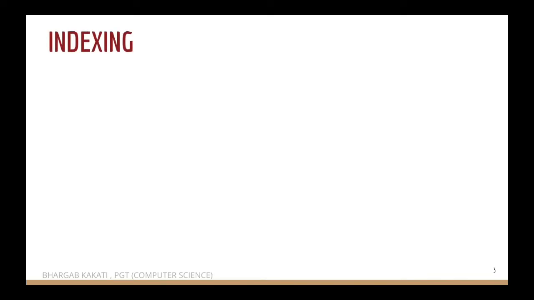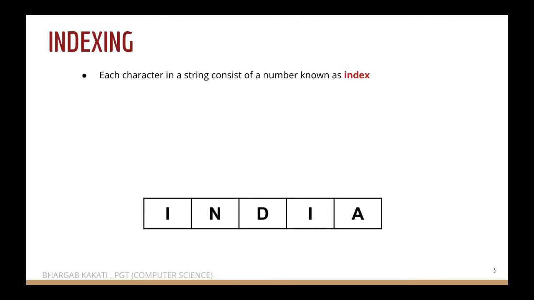Next, in strings we have a concept called indexing. Now what is the meaning of indexing in a string? Each character in a string has a number. That number is known as its index. For example, if I consider the string India, see the length of the string. Length of the string means how many characters are there in the string India. If I count I, N, D, I, A, there are 5 characters in the string India. So the length of the string is 5, and each character of this particular string, or any string, will have a number. That number is known as the index.